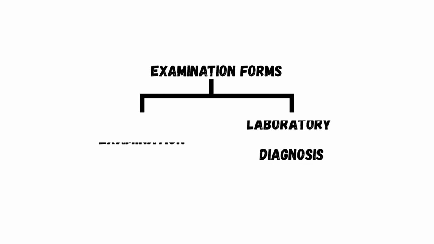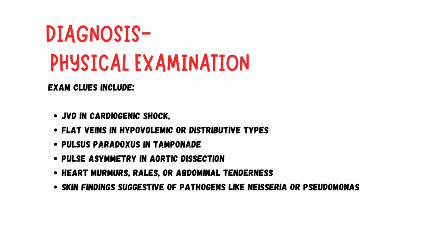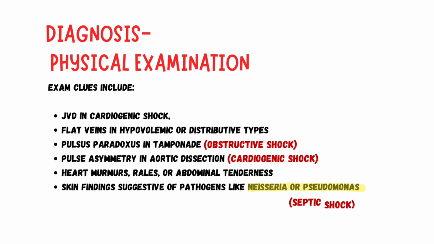In physical examination, if we find jugular venous distension, it is the case of cardiogenic shock. If we find flat veins, it is the hypovolemic or distributive types of shock. If we find pulsus paradoxus, in case of cardiac tamponade, it's obstructive shock. If we find pulse asymmetry, in case of aortic dissection, it is cardiogenic shock. If we find skin findings suggestive of pathogens like Neisseria and Pseudomonas, it is the case of infection leading to septic shock.